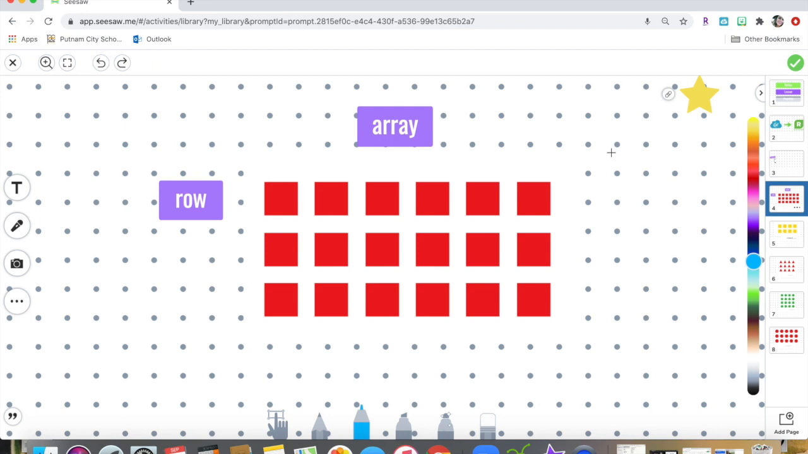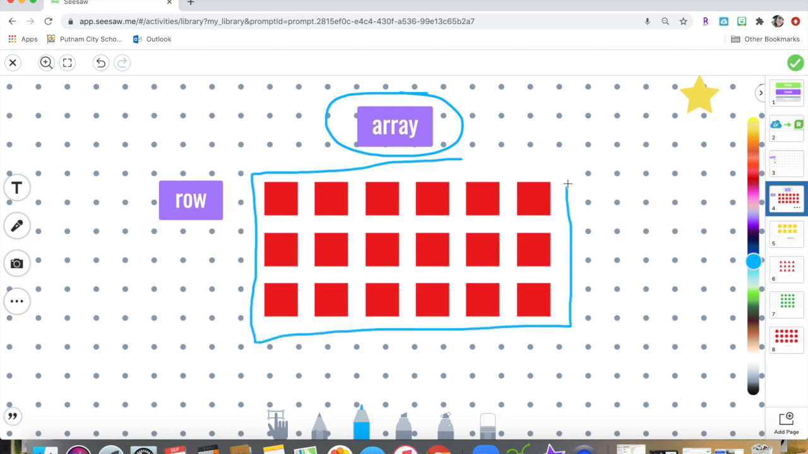Good math students can do more than just add or subtract. They also know what things mean so that they know exactly what they're supposed to do for their practice or for their assignments. So the first word you need to know is array. That's up here at the top. An array is when a group of objects is sorted into equal rows. So it can't just be a bunch of objects that are grouped together. They have to actually be arranged and ordered in equal groups or rows. So all these red squares arranged like this is an example of an array.